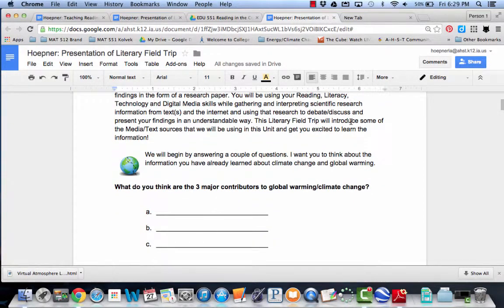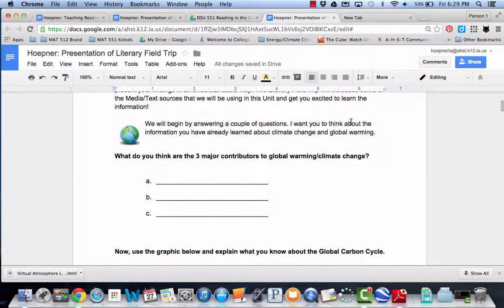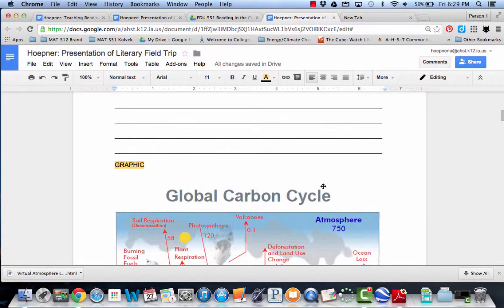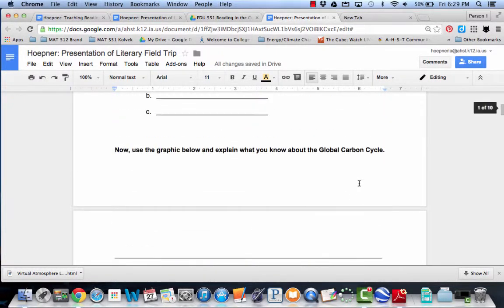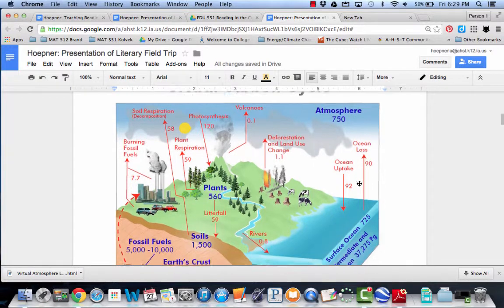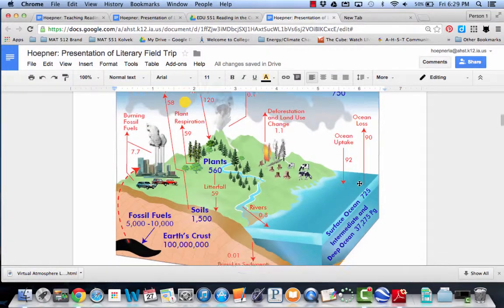I want to know what they already know about climate change and global warming. And my first question will be, what do you think are the three major contributors to global warming and climate change? And then I have a graphic down below that shows the global carbon cycle, and I want them to explain what they know about the global carbon cycle. And they can use this graphic.